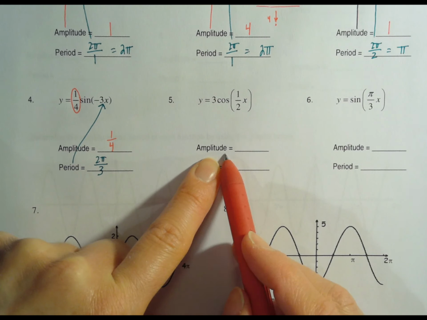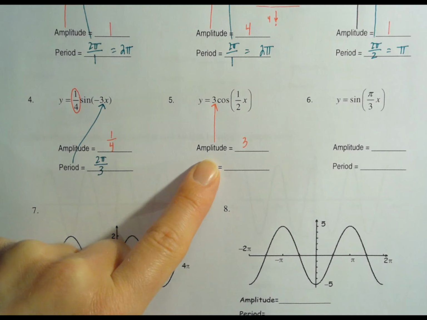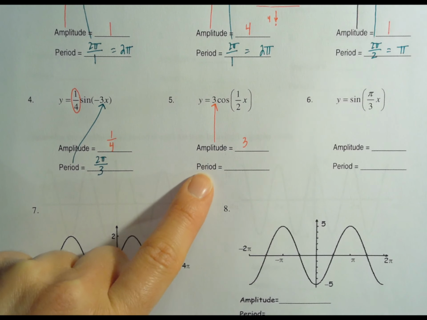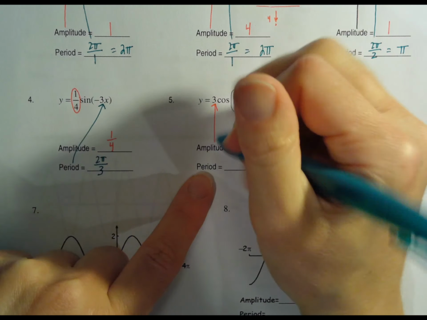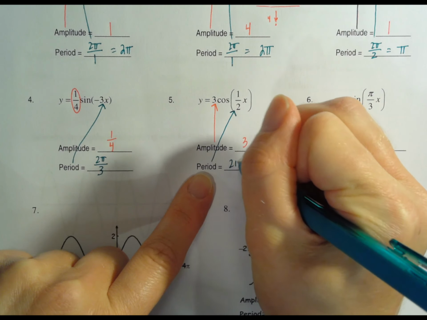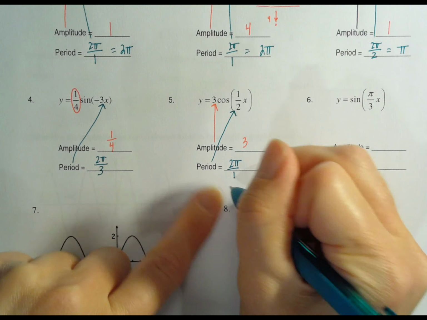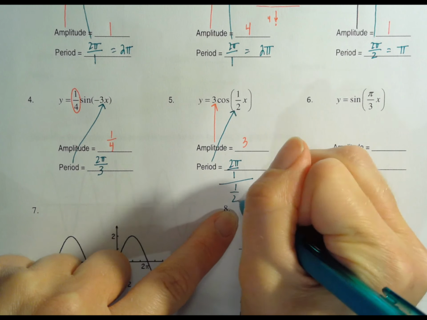Your amplitude here, amplitude's always the easiest to pick out. You just take a look if there's a number in front and enter amplitude. The period usually is a little bit trickier. All right, so here we're going to need to do 2 pi. I'm going to put it over 1, and then we have to divide that by 1/2.